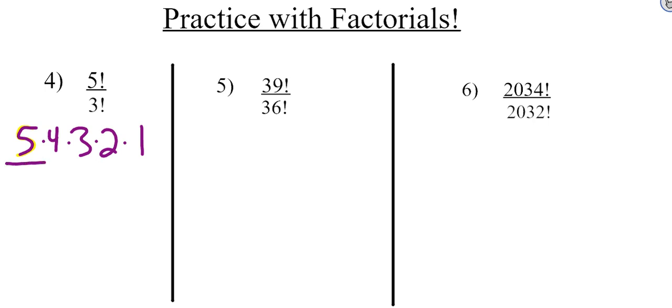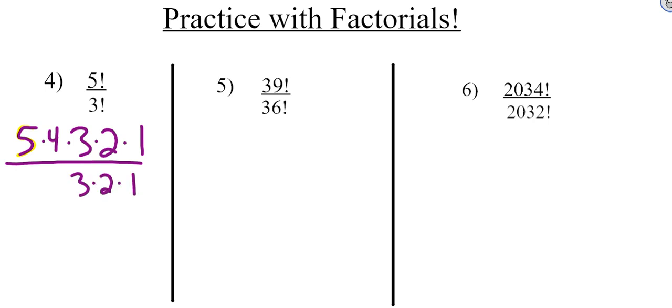I'm going to put the fraction line here, and then 3 factorial is 3 times 2 times 1. But watch where I'm going to write that. I'm going to write that here. 3 times 2 times 1.